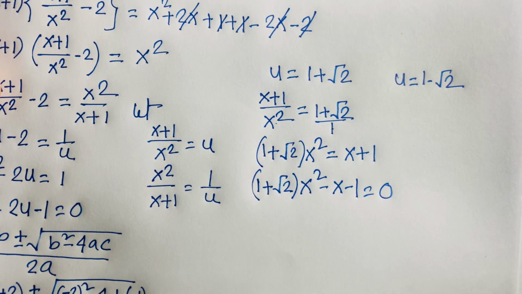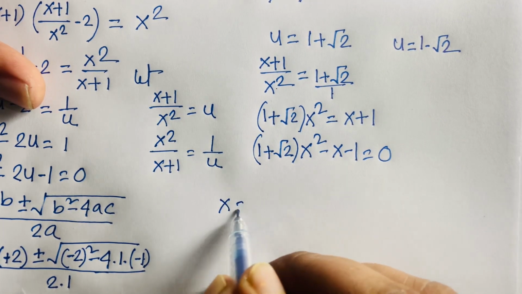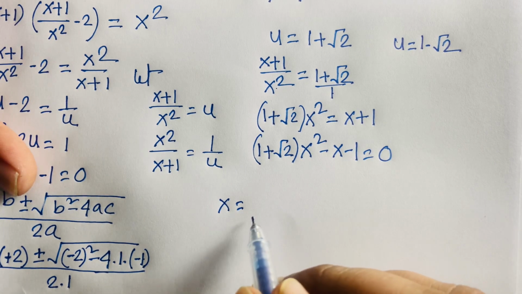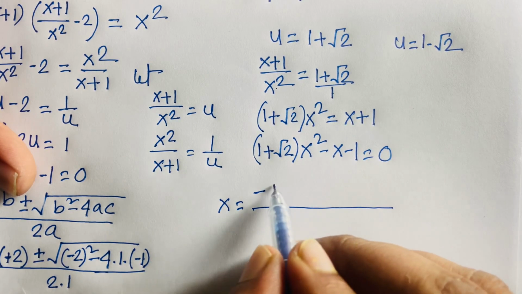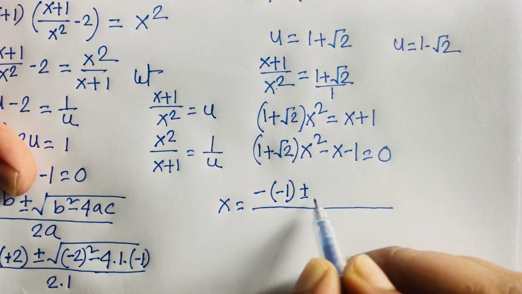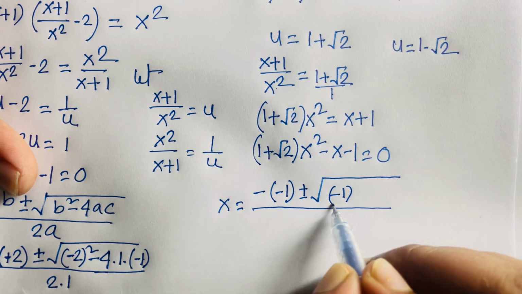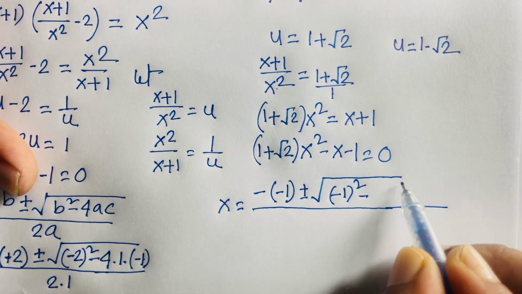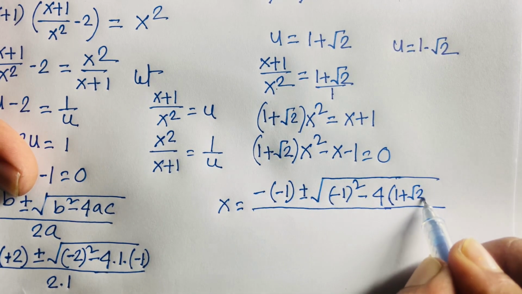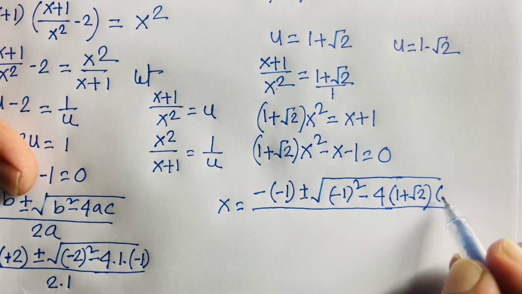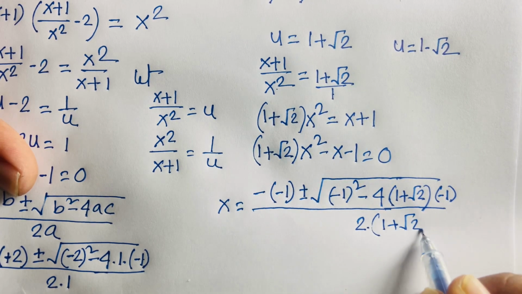So it is a quadratic equation. In this case x is equal to minus b plus minus square root of b square minus 4ac over 2a. Here b is equal to minus 1, so b square is minus 1 whole square, minus 4 times a, which is 1 plus square root 2, and c is equal to minus 1, over 2a, where a is 1 plus square root 2.